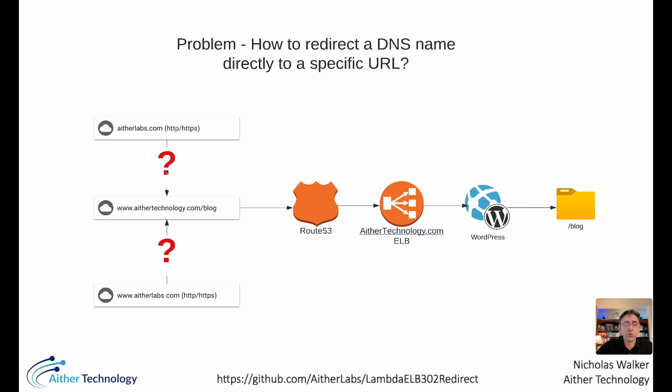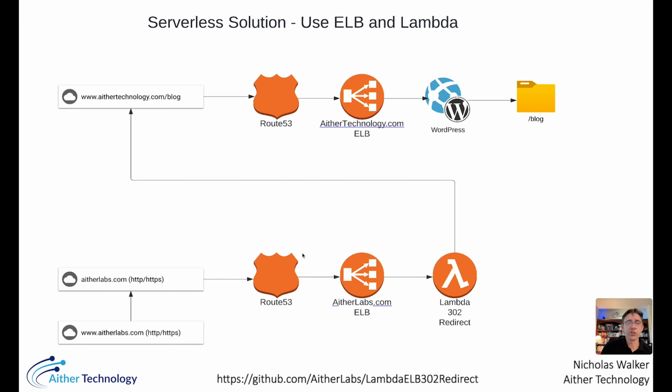So the challenge is how do you do this? This is how we're going to solve it. It's going to be a serverless solution, like I said, Lambda. And the way that we're going to do this is we are going to create a Lambda function that will just do a 302 redirect. Then once we have that function created, we'll tie that back into a load balancer. And then that load balancer will be referenced by Route 53 from www.aitherlabs.com to aitherlabs.com. And then that redirect function will automatically send you into the blog content.